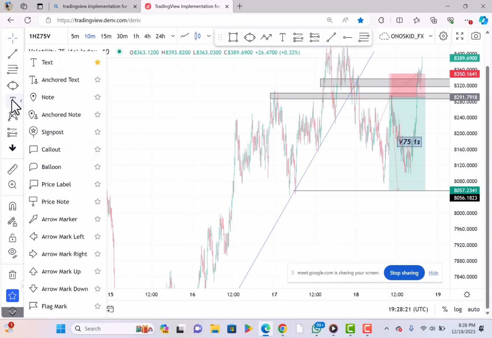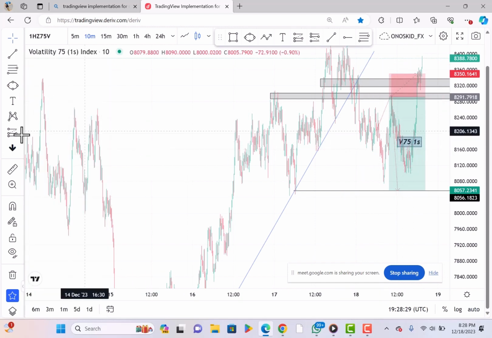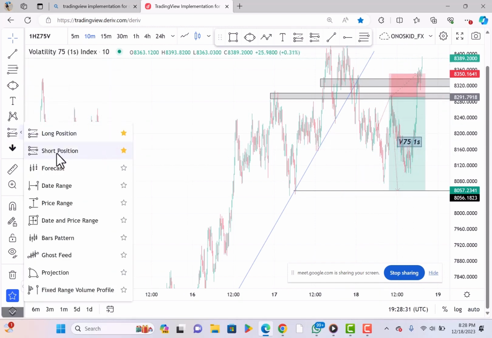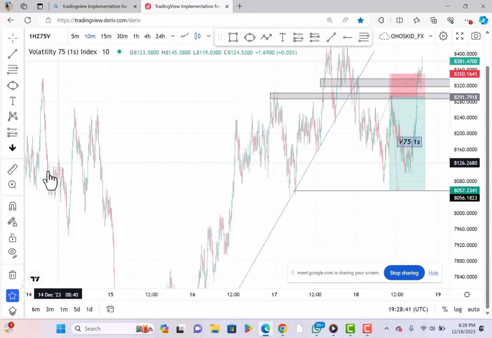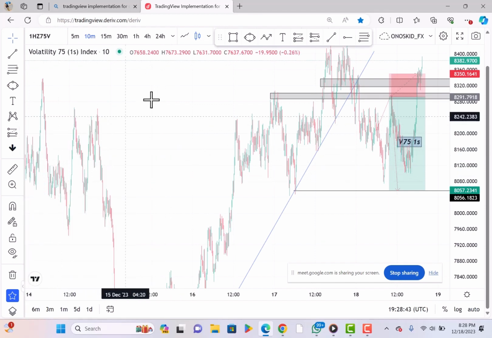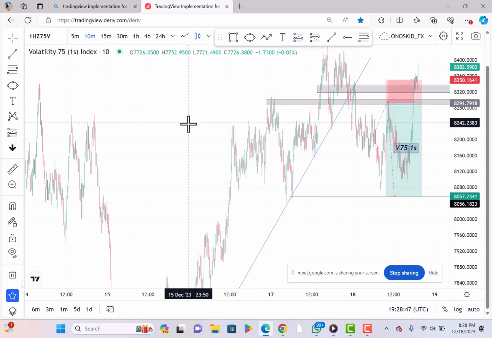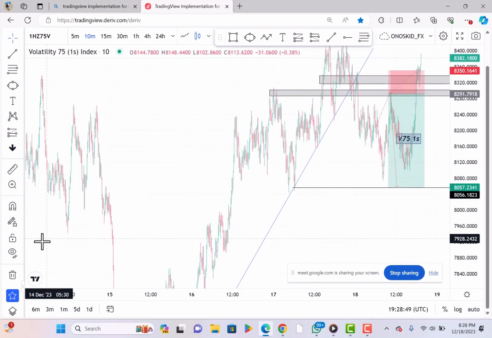Then this is text. You can see this is V751X. I use this text to do that. And this is where you have your long and short. Like I said, long is for buy, short is for sell. They use the words interchangeably. So what else?